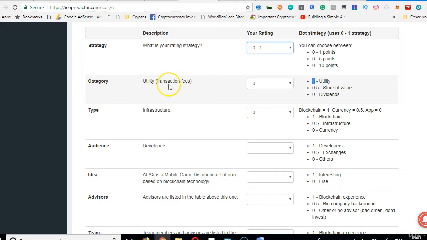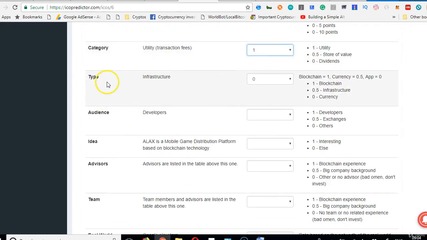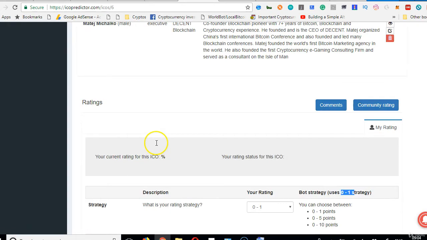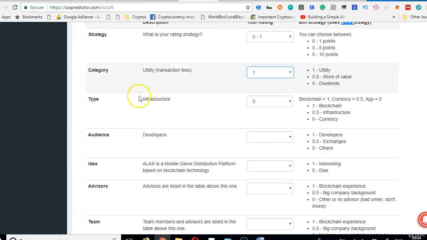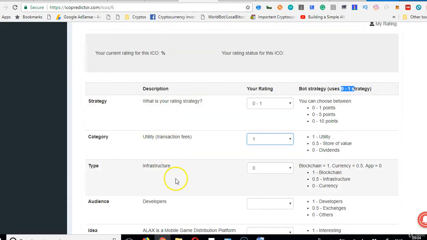When it comes to the category, it's utility, and on this column on the right, it's advice on how to rate. Assuming you're using a 0 to 1 strategy, you can see advice here saying that if it's a utility token, you give it 1. If it's store of value, you give it 0.5. If it's dividend, you give it 0. So in this case, it's just utility. And all these details that are showing up here are the details that we filled when we were creating this ICO. You understand? All those details are coming from the first page we filled when we were creating the ICO.